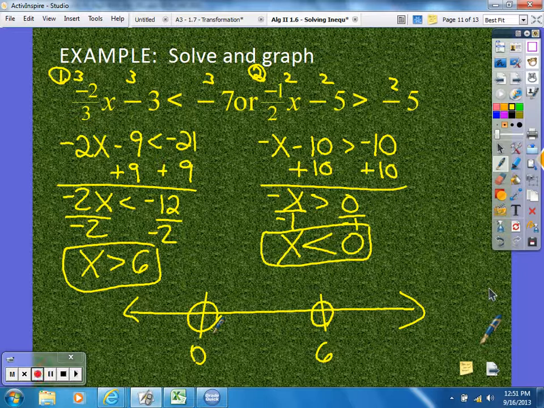Okay, let's read this one. X is, what symbol is that? Less than 0. Left hand's on this side, right? So I'm going to shade on that side. Now this one says x is greater than 6. That is on this side.